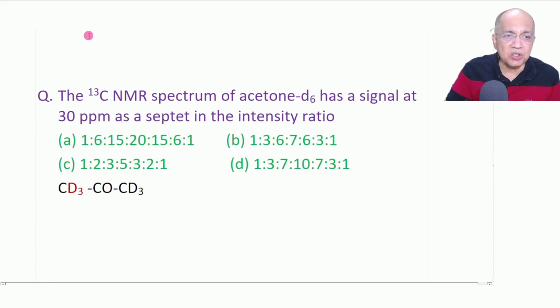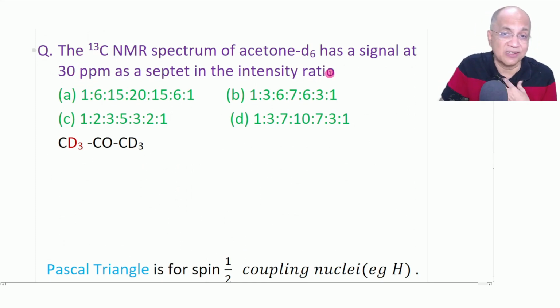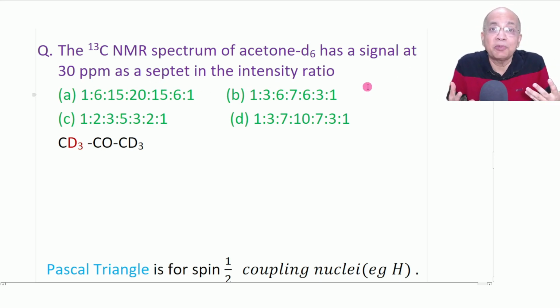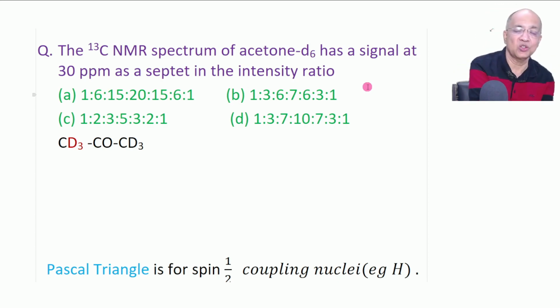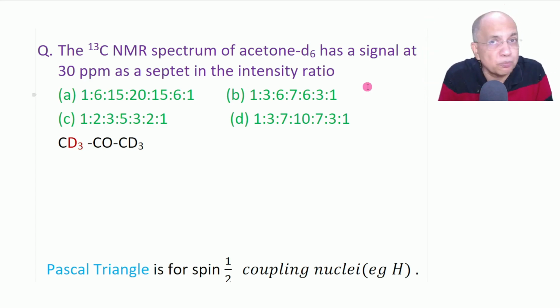Now coming to the next one, this is very interesting. C13 NMR spectrum of acetone D6, which is used as a solvent. Now we are taking it as a compound to have a spectrum, or else in any other compound, the acetone D6 gives a signal, the solvent signal, at 30 ppm as a septet in the intensity ratio. Once we say septet, we think of Pascal's triangle, that is coupling with 6 neighboring protons. Might be CH2 on one side, no, CH3 on both sides. So 3 plus 3, 6 plus 1, septet. We are reminded of an isopropyl group.